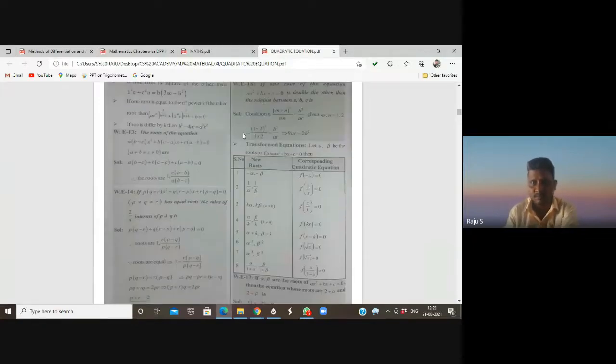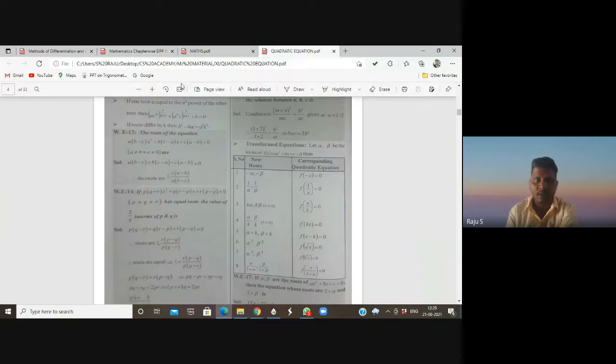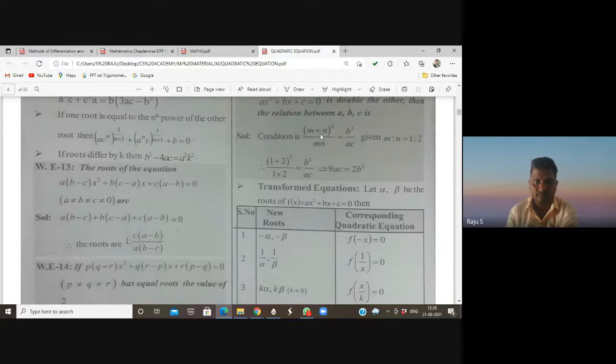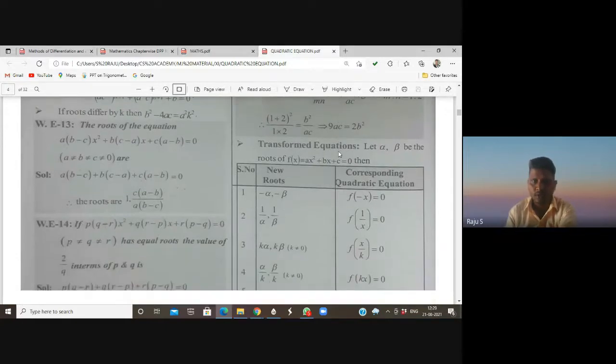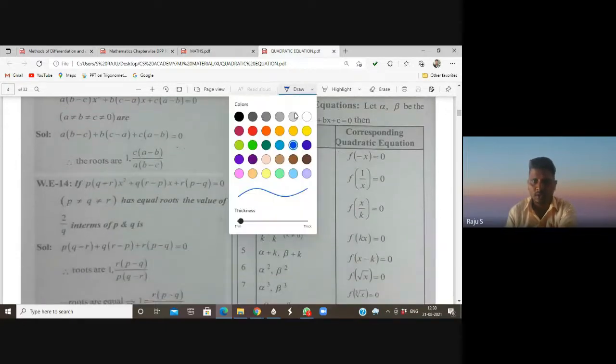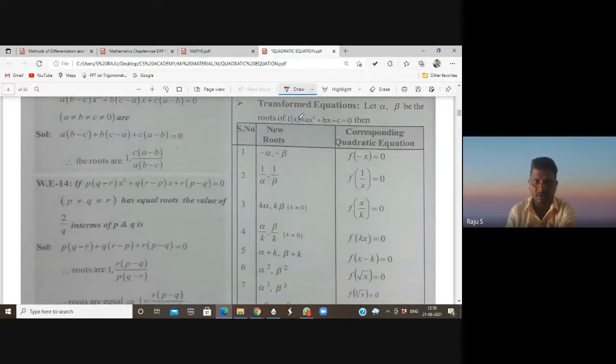Yeah, here the thing is this. So this is important, students. Transformed equation. Many questions are there in our MJ. So here alpha, beta are the roots of this equation. This is f of x. So alpha, beta are the roots of f of x.